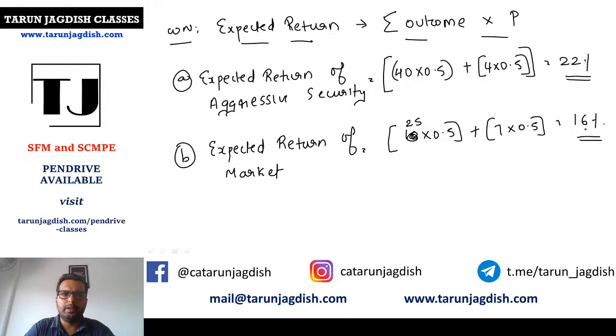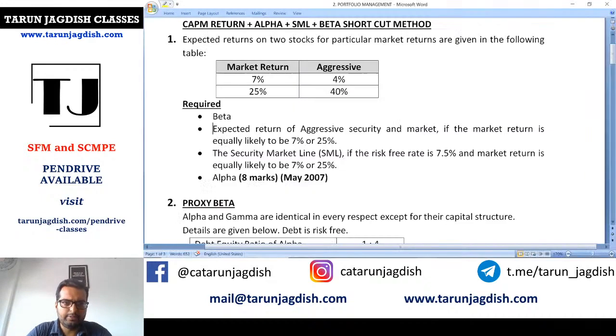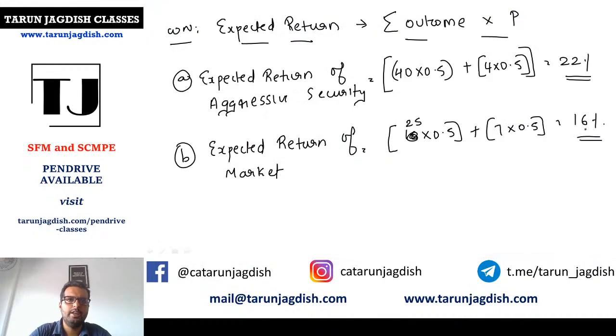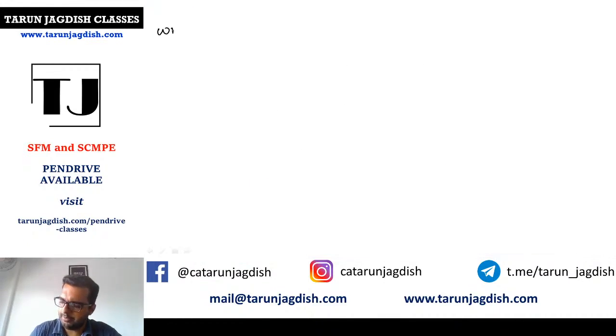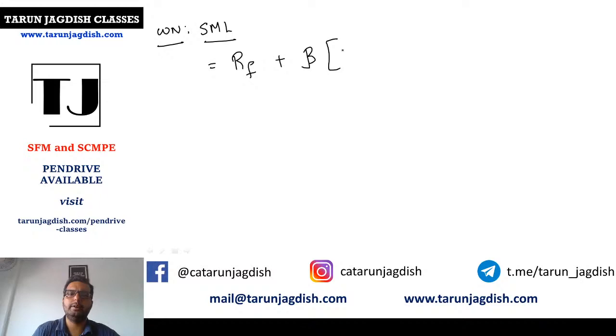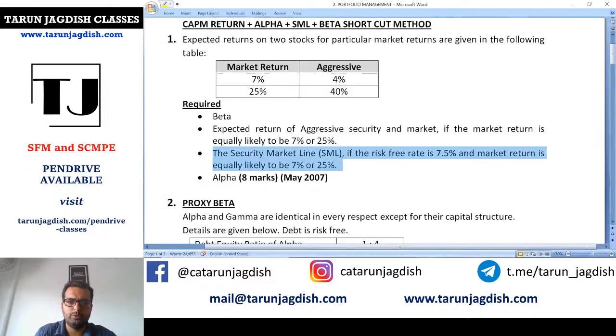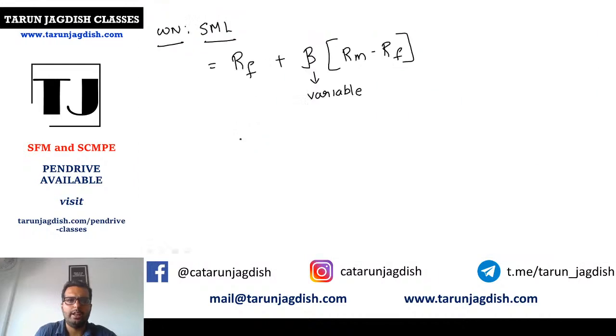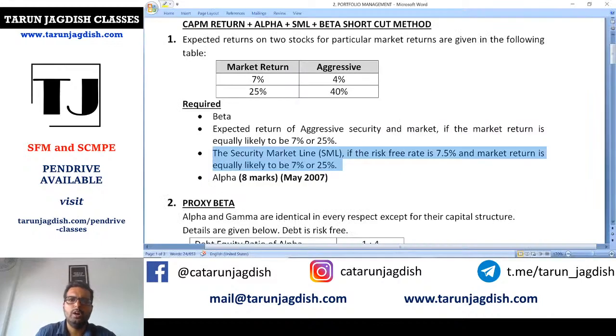Alright friends, I hope you have put up till here in your books. The next part of the question is, they're asking for security market line. Friends, I told you what is the meaning of security market line. Security market line is a graphical representation, but here we'll mention only the equation. That will be RF plus beta into RM minus RF, where beta will be the one which will be kept as variable. So here the equation would be RF will be 7.5 plus, I'll keep beta as such, into RM.